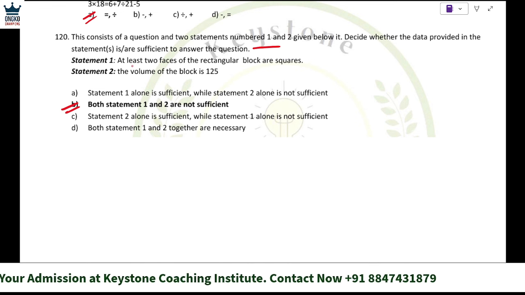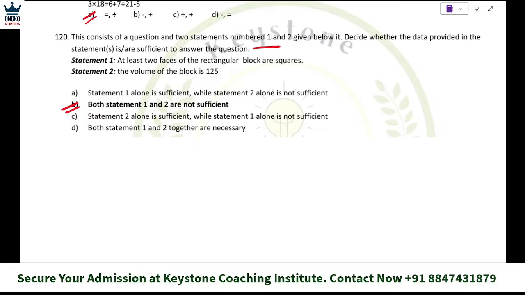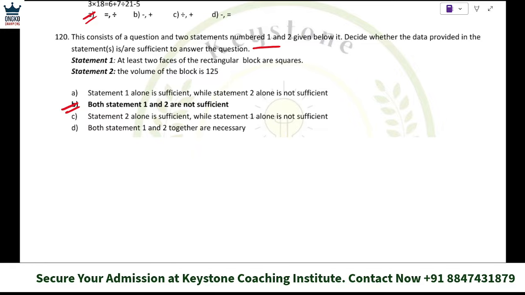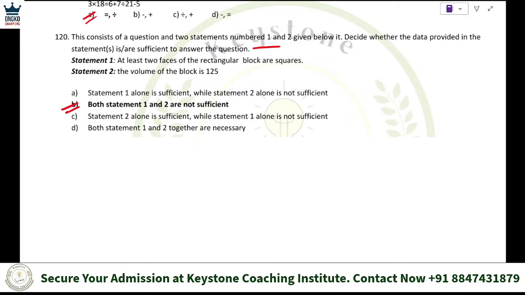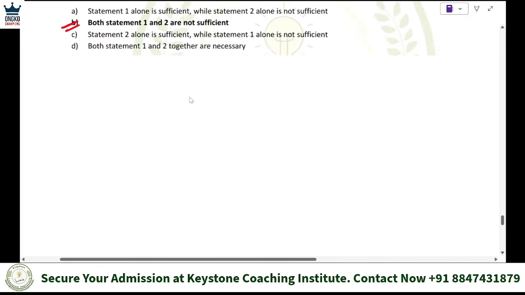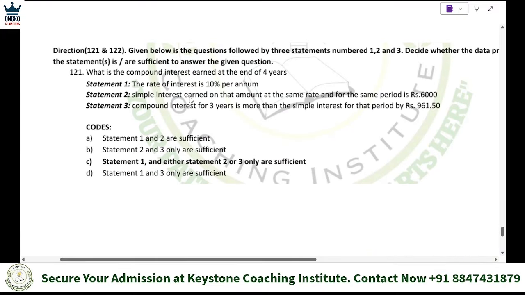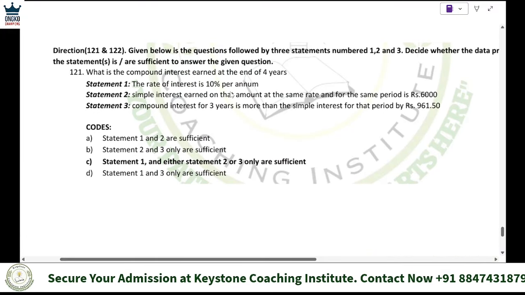Statement 1 says at least two faces of the rectangular block are square. Right, but it is not required, because the question is not given. Okay. Next one is 21.